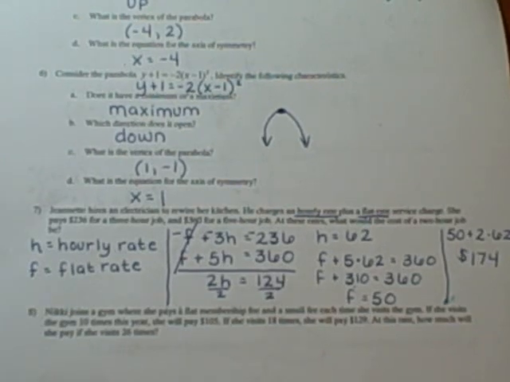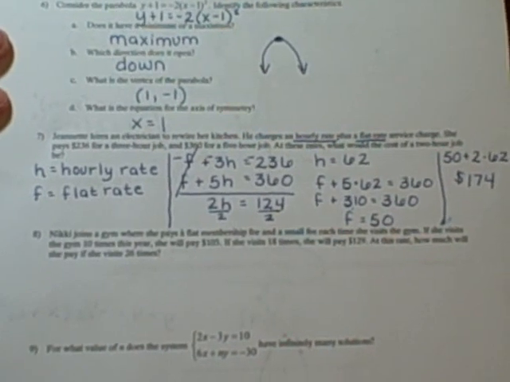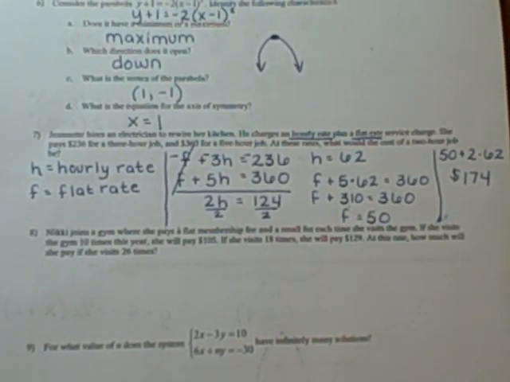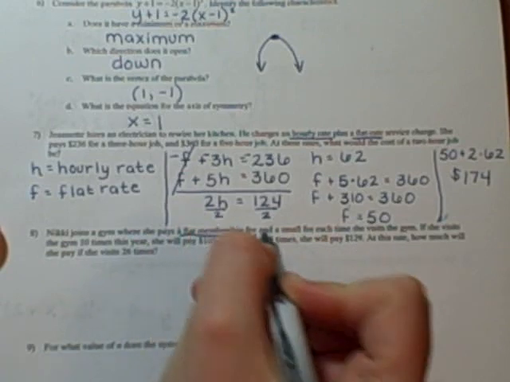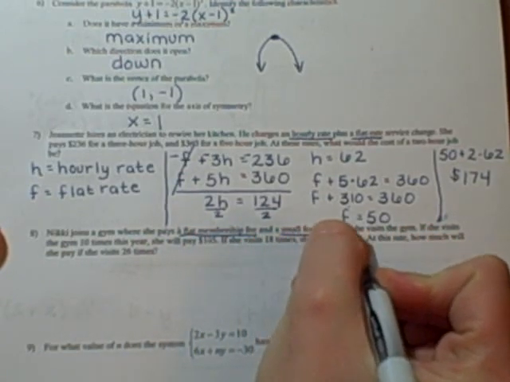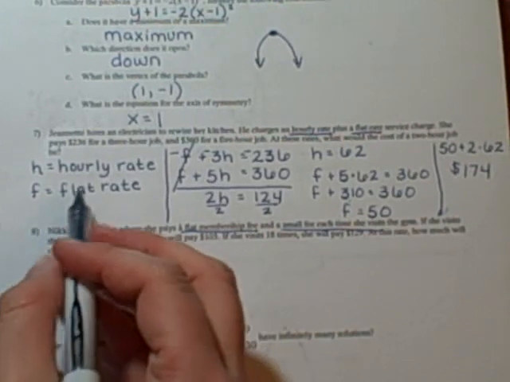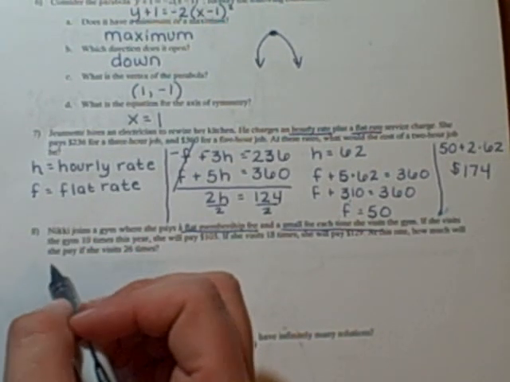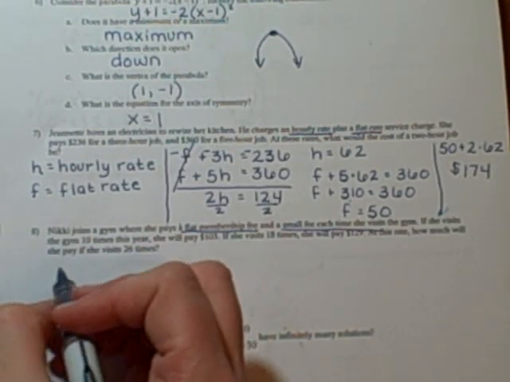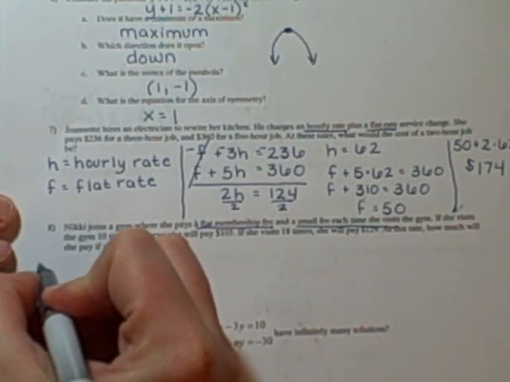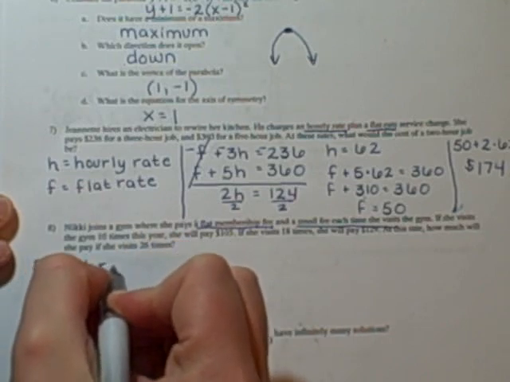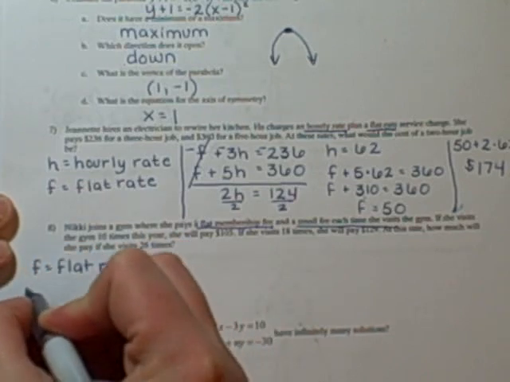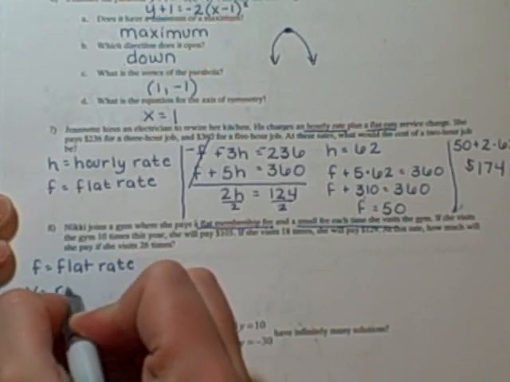Fortunately for you, or maybe unfortunately, question number 8 works very similarly. Question number 8: Nikki is joining a gym where she pays a flat membership fee and a small fee for every visit. So again, I'm going to start by defining my variables, and you will find that very helpful in these types of problems. So this time I'm going to say that F is my flat rate. Again, that's what she's paying up front. And V is the rate per visit.